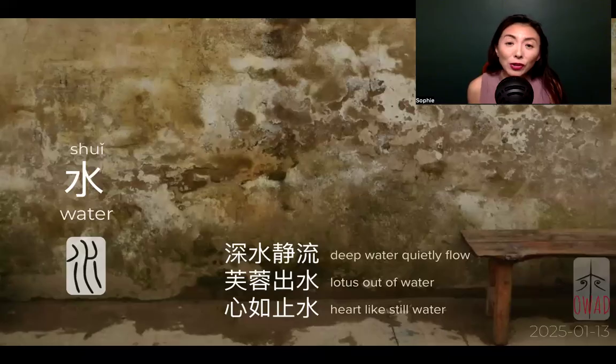Okay, 深水静流 is the first expression with water. And you can see we use water to personify ourselves. Okay, 深水静流, deep water quietly flow. And so here, the two adjectives, deep, I mean, the other one is an adverb, but in Chinese, we don't differentiate adverb or adjective. It's a description. So quiet. So deepness and quietness, these two qualities are correlated.